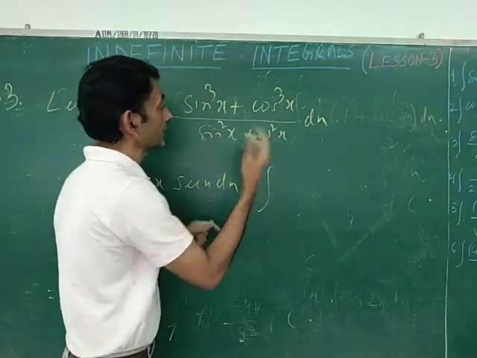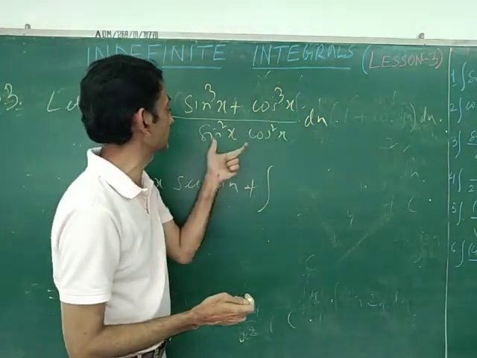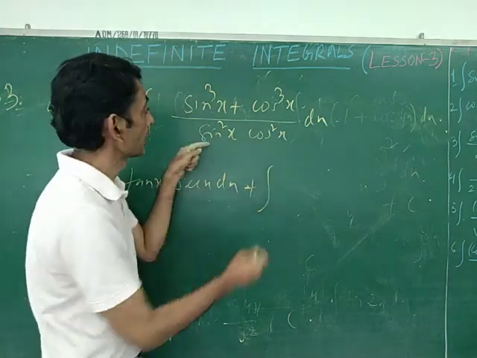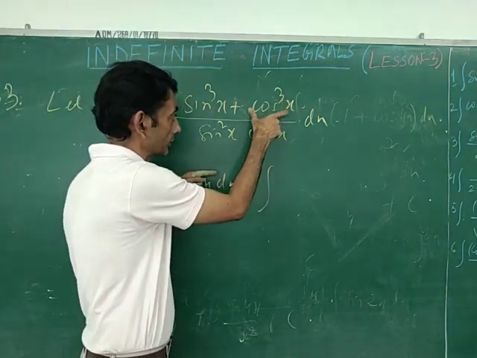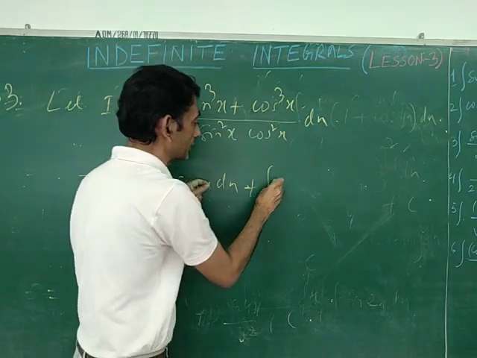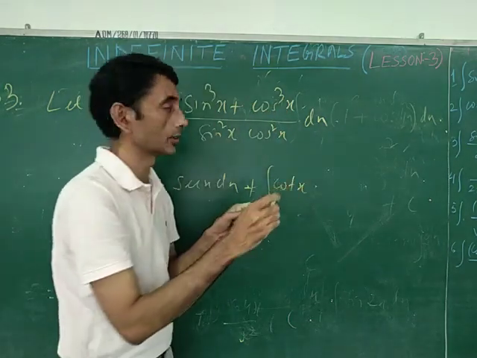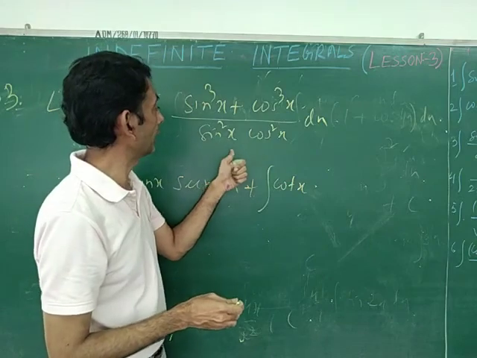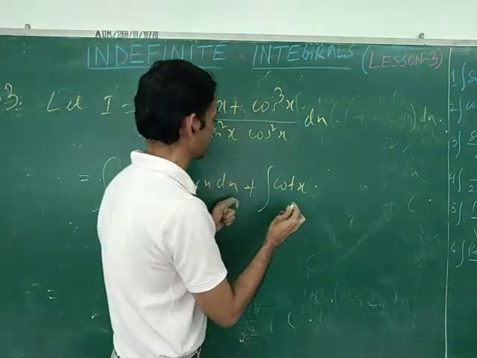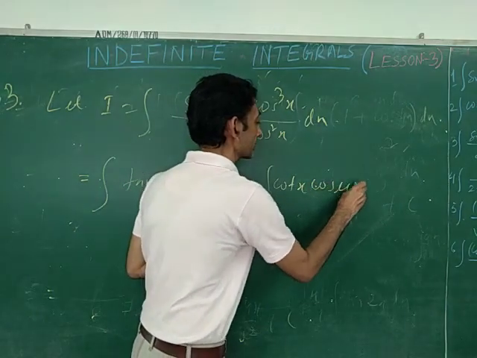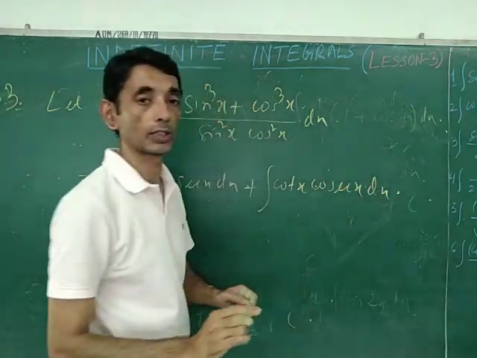Now the second term, that is cos cube x by sin square x cos square x. If I divide by cos square x, 1 cos x is left out. So cos x by sin x gives us cot x, and 1 sin x in the denominator is left out, 1 by sin x is cosec x dx. Done.